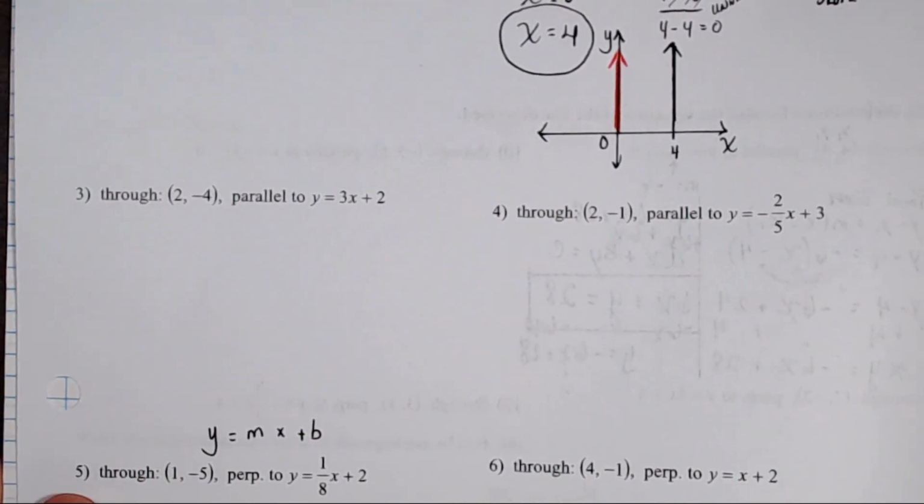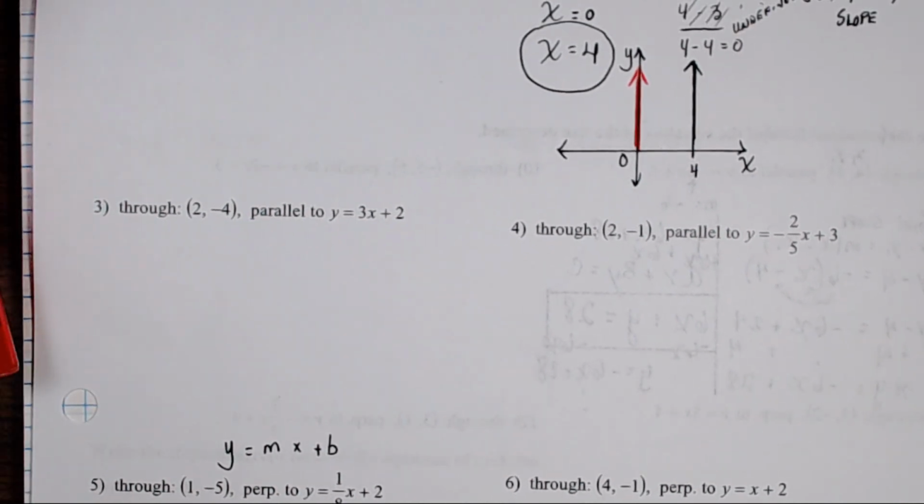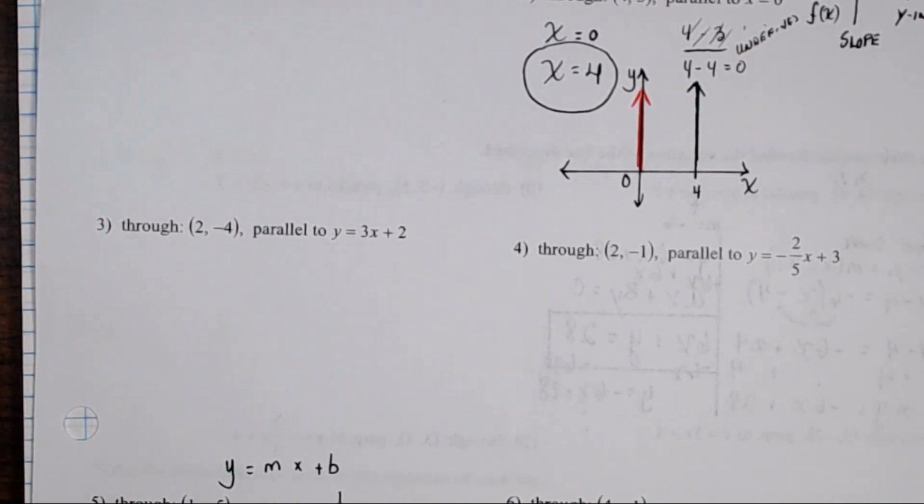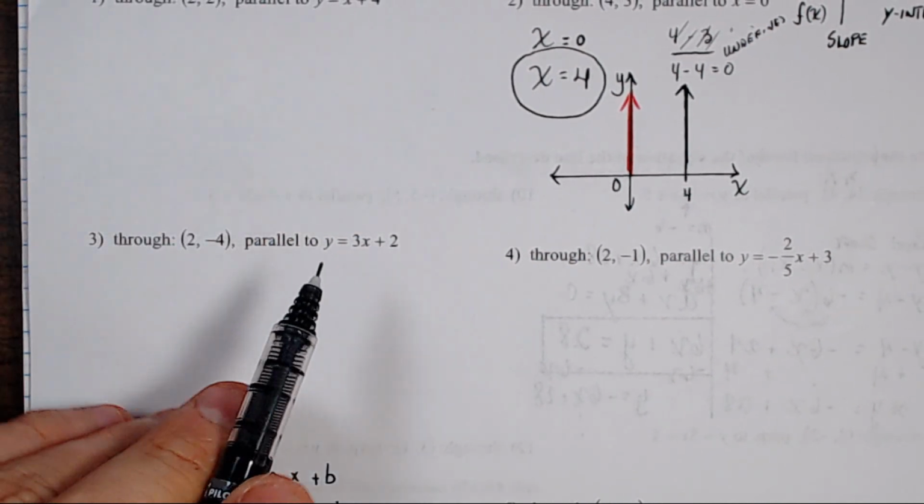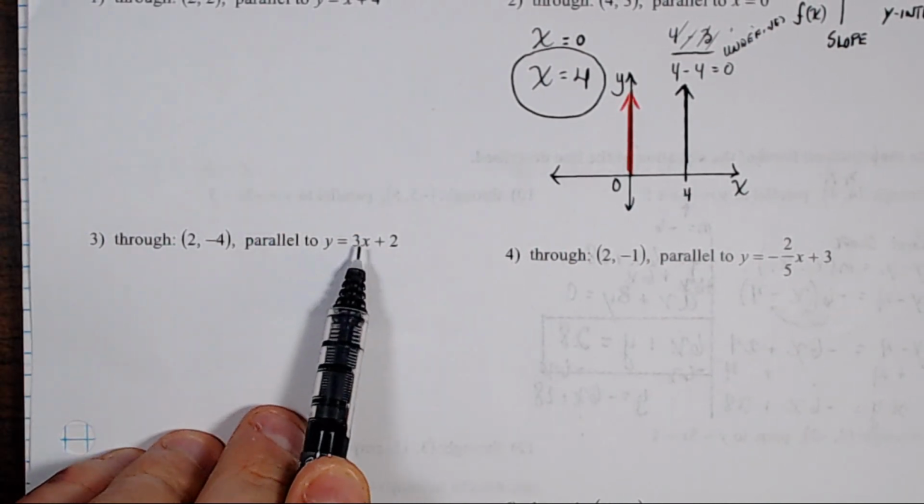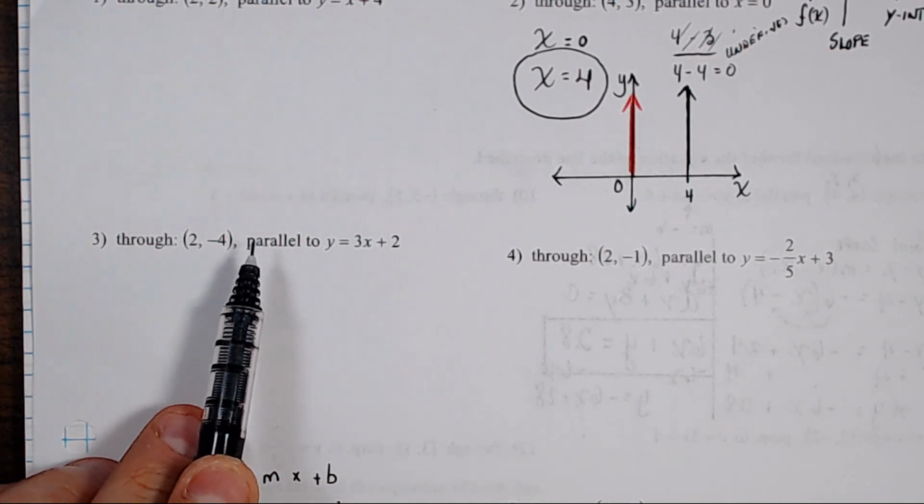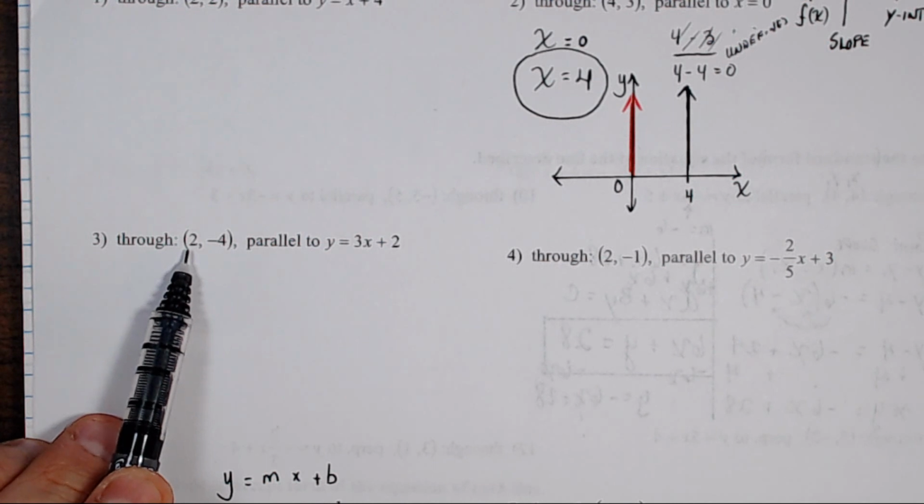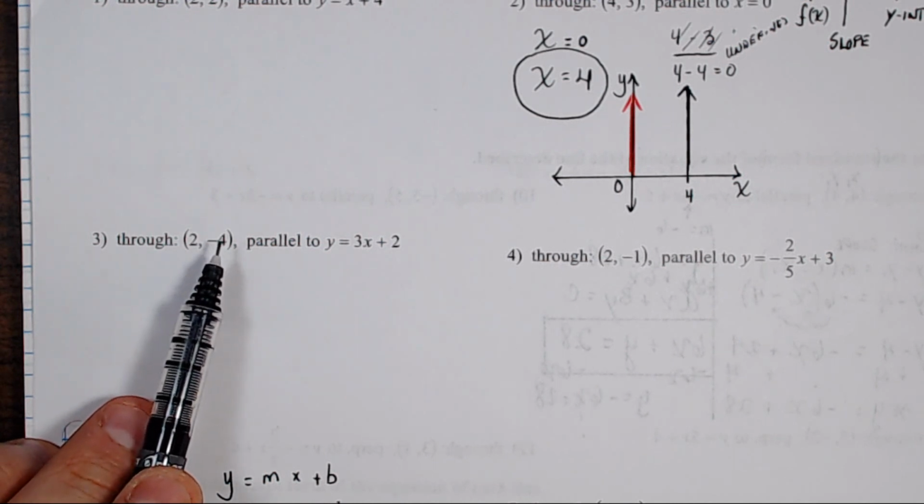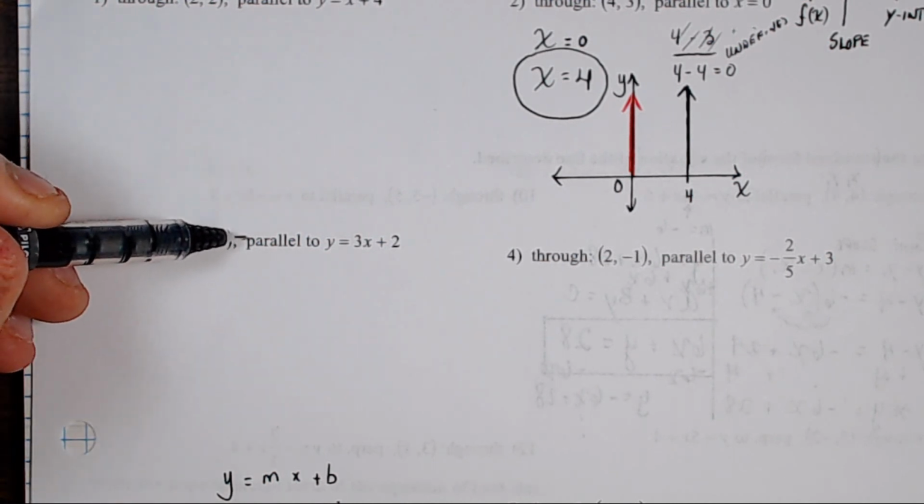Okay, on to number 3. This one we might actually get to use the stuff we know about y equals mx plus b, because we're given y equals 3x plus 2, and we're asked to find a line that's parallel to it and which passes through the point (2, -4). So let's talk about what parallel means.